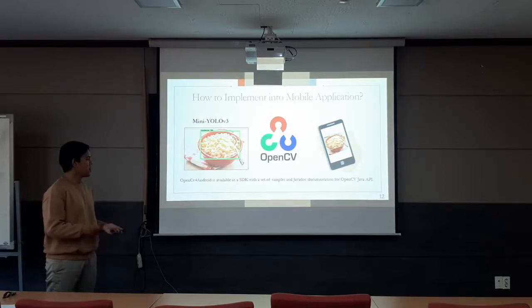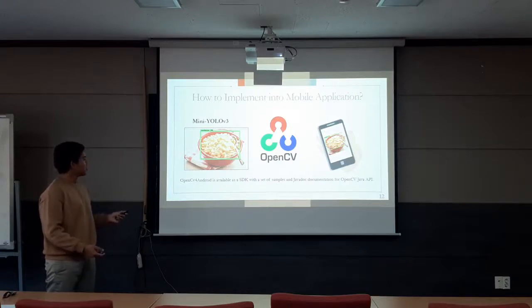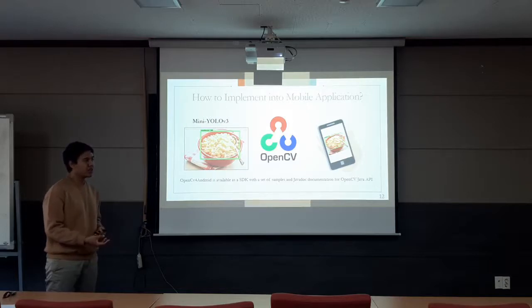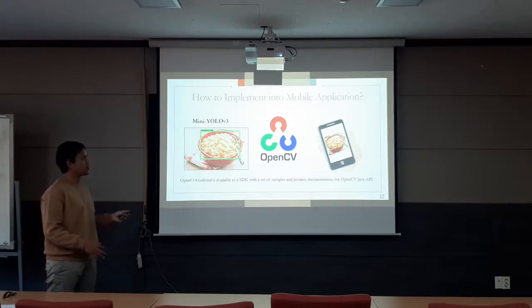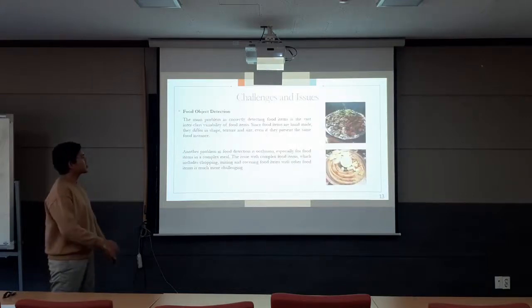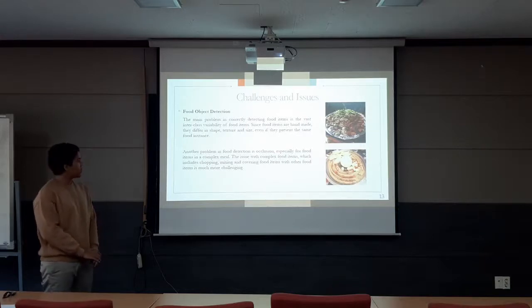of samples and Java documentation and a Java API also. So it's kind of like an API. We just put the Python code into OpenCV, and OpenCV itself will build an SDK that we can put in our mobile application. So in Android Studio, we can just put a library of the object detection into our Android Studio. Next, challenges and issues for this implementation.